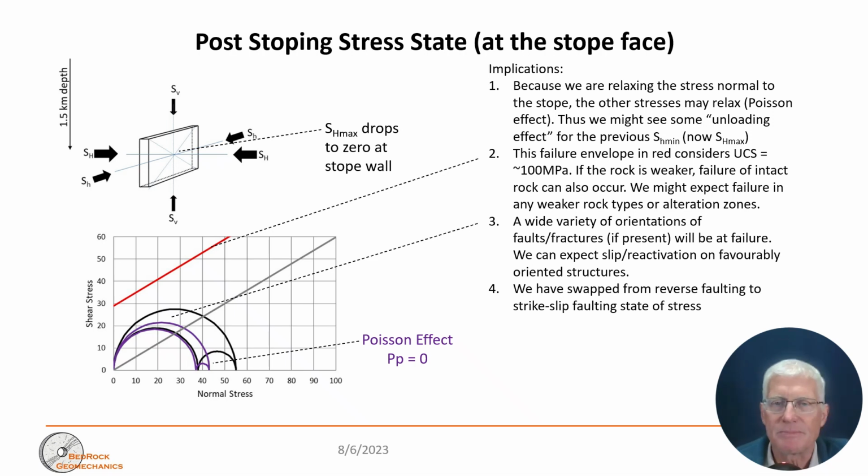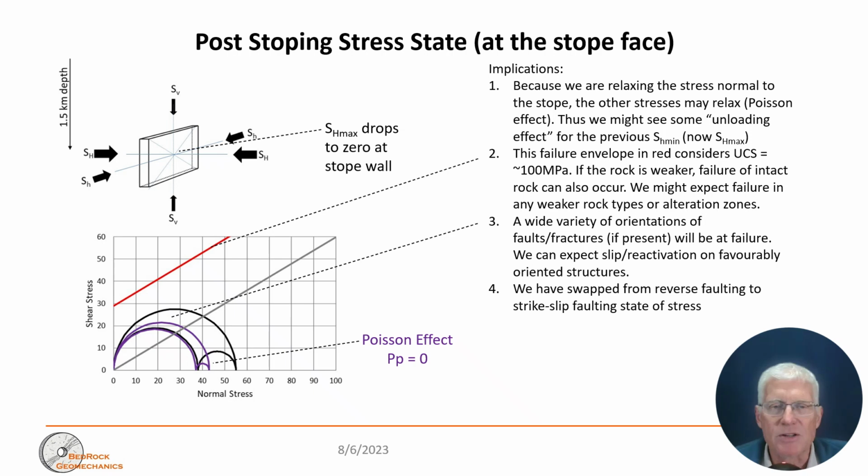Might mention here that the failure envelope in red, it's a shear failure envelope, considers the conditions for Mohr-Coulomb failure with a UCS or an unconfined compressive strength of about 100 MPa. If the rock is weaker, we might expect failure of the intact rock to occur because of this change in stress. So if there's particularly weak types of rock, like maybe the ore is much weaker, or if there are very altered or weathered zones, we might expect some failure.